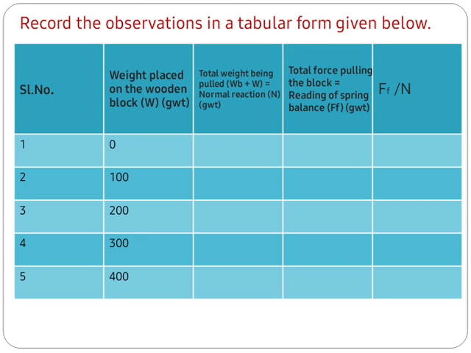In the fourth column, mention the total force pulling the block. It is the reading of the spring balance. It is numerically equal to the frictional force. Let it be Ff. And in the fifth column, mention the ratio of Ff to N. You have to notice that the weight placed on the wooden block, the total weight being pulled or normal reaction, and the total force pulling the block or the reading of the spring balance or the frictional force, all are expressed in the same unit. It is gram weight.